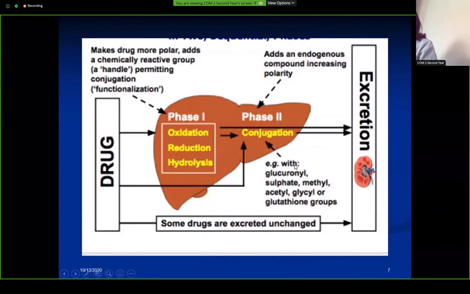This is phase 1 and phase 2. This is your drug, which should go, the normal process should go to phase 1 and then phase 2 and then excreted. But always we have exceptions, okay?